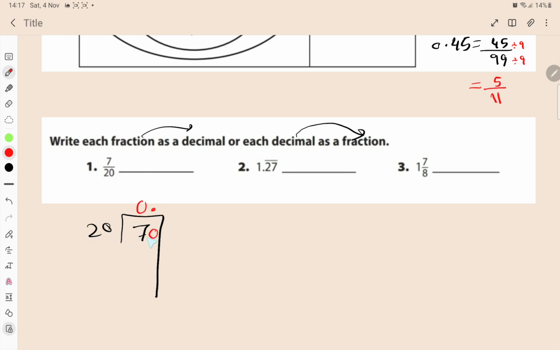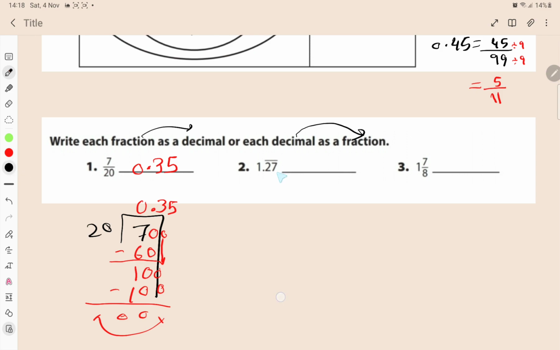How many 20s are in 70? We have 3, because 3 times 20 is 60. Subtract, 10. 10 divided by 20 can't be. Drop a 0. Becomes 100. 100 divided by 20 is 5. 5 times 20, 100. So now it becomes 0.35.